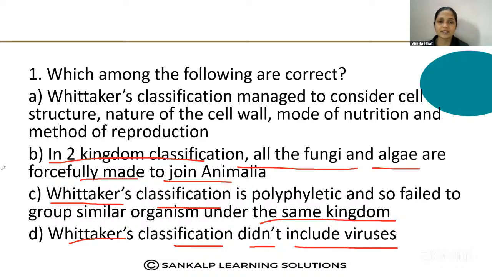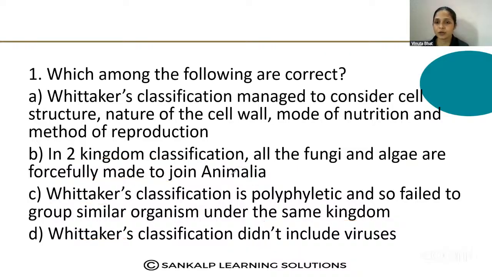Here, which of the following statements are correct? Okay, so that you have to find out. Whitaker's classification managed to consider the cell structure, nature of cell wall, mode of nutrition, and method of reproduction. Yes, so all these points are considered to classify the organisms. This statement is correct. In two kingdom classification, all the fungi and algae are forcefully made to join Animalia. Here, fungi joined the Animalia, but algae are in the Plantae. Okay, algae are in the Plantae in two kingdom classification, and fungi in the Animalia. So here option B is the wrong answer.